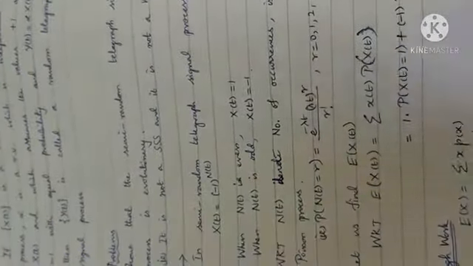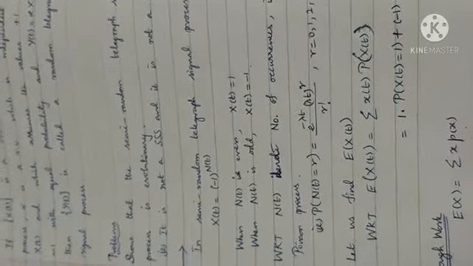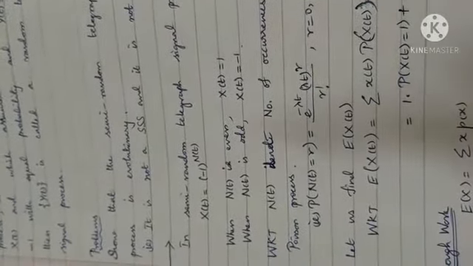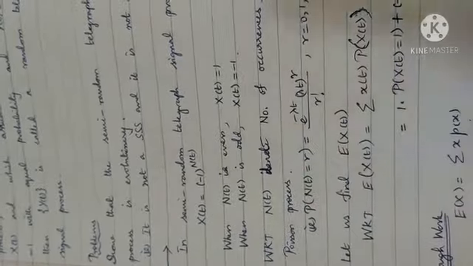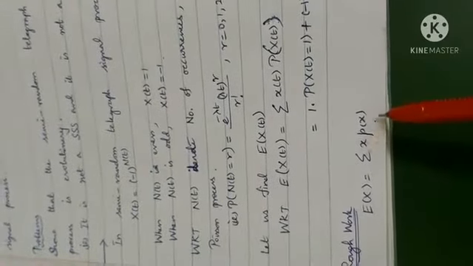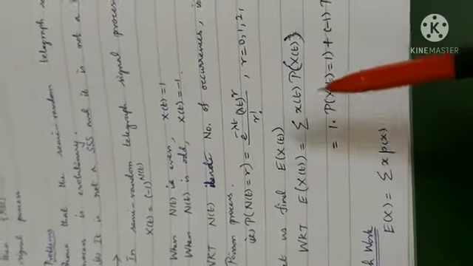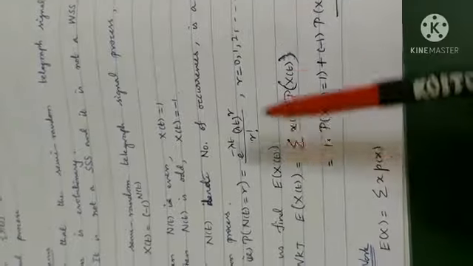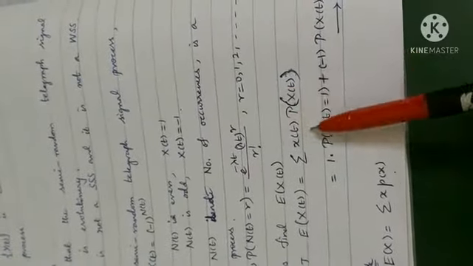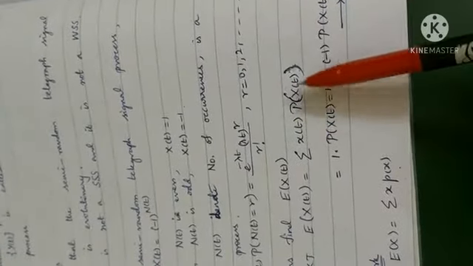By the definition of the Poisson process, P(N(t) = r) is e to the power minus lambda t, whole to the power r, divided by r factorial. Here we take r, where r takes values 0, 1, 2, etc. So we have to prove the process is evolutionary. Let us start with the mean E[X(t)]. We know E[X] is the summation of x into p of x. So here, in place of x, X(t): summation of X(t) into p of X(t).